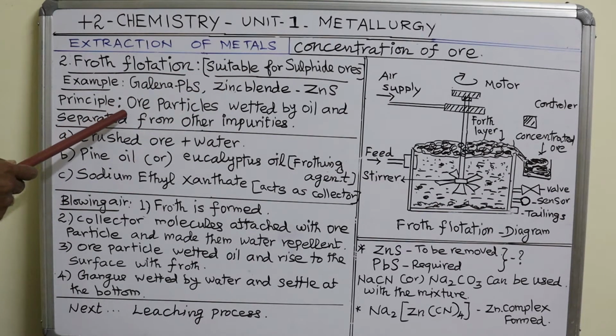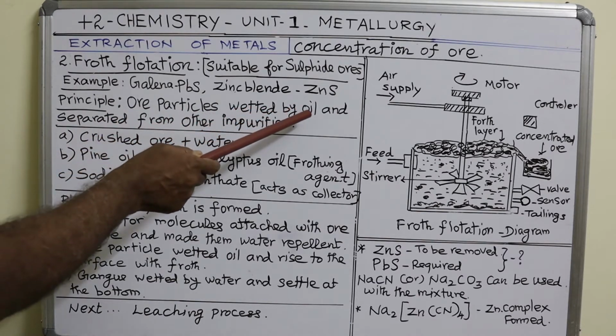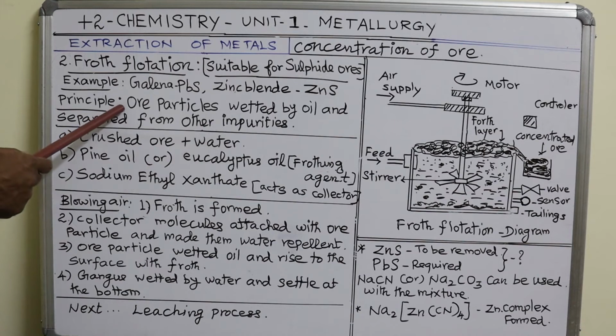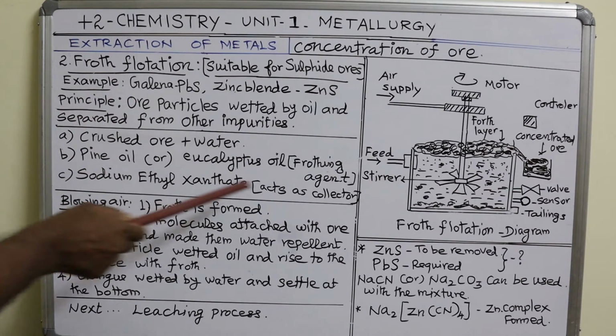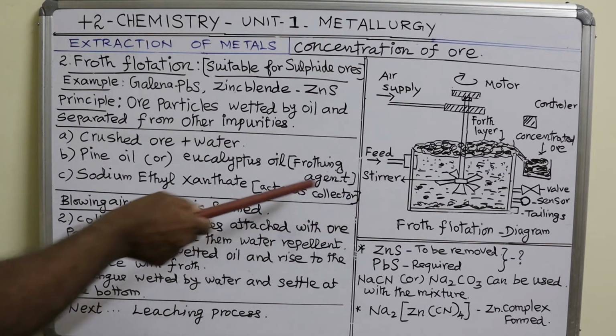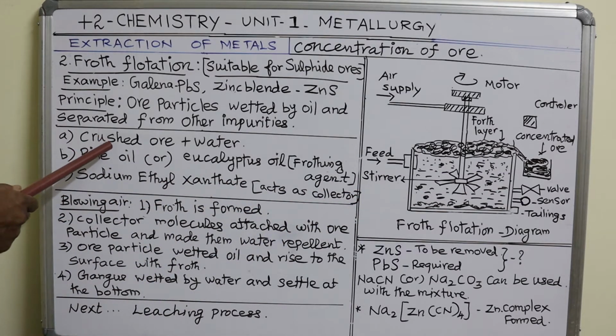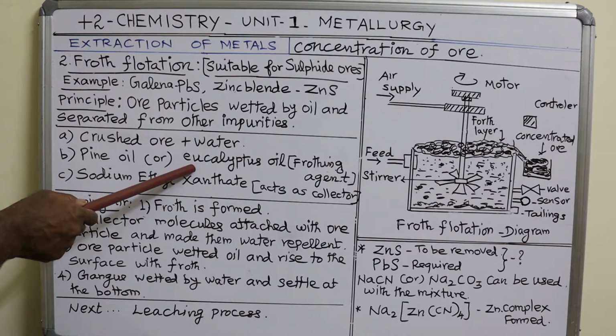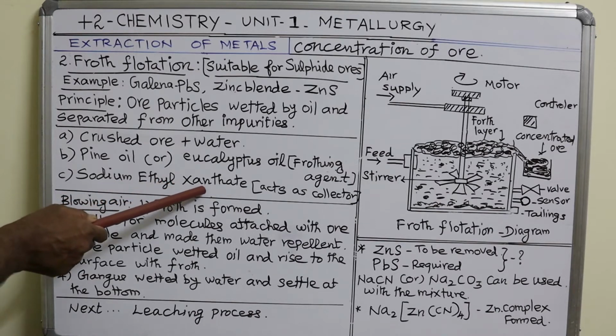The principle behind this method is that ore particles are wetted by oil and separated from other impurities. So this is the principle behind froth flotation, and the mixture is taken in a very big iron tank where the process takes place. The mixture is crushed ore, that is nicely powdered ore, with water. Pine oil or eucalyptus oil is added with this. Sodium ethyl xanthate is an additional chemical used here.